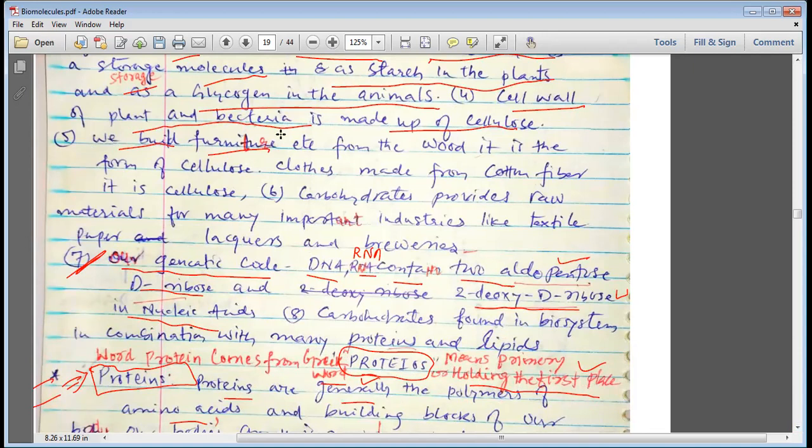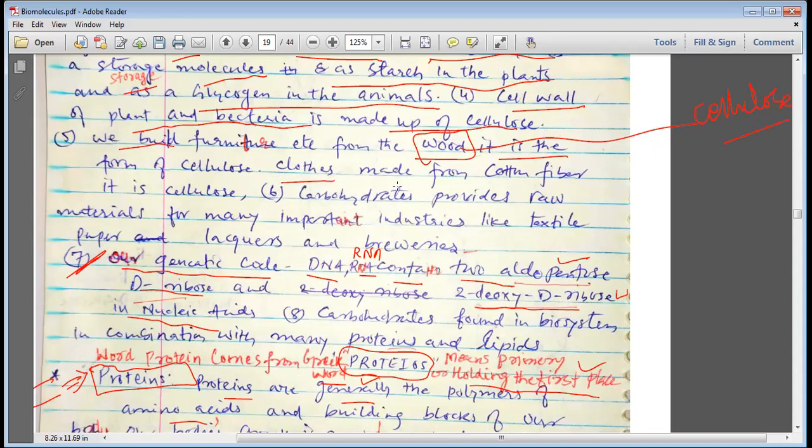We have furniture in our home. So we have furniture and any other materials in our home which are made up of wood, and it is in the form of cellulose. So all types of wood are a form of cellulose, and this is how, my dear students, we understand that wood is nothing but cellulose. So all types of wood are made up of cellulose, and cellulose is a starch.